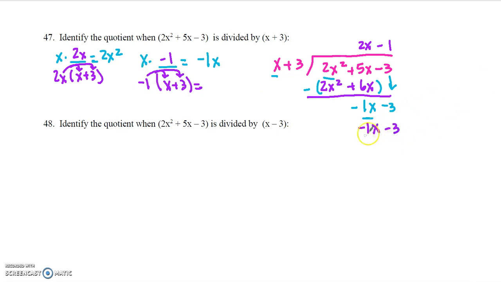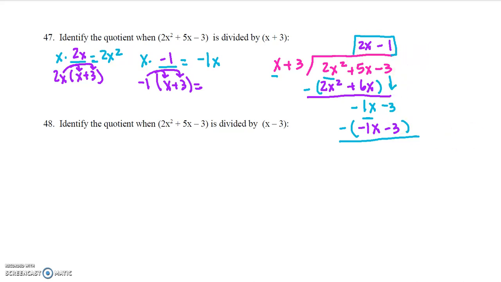And then again, let's subtract. So a negative 1x minus a negative 1x is gone. A negative 3 minus a negative 3, again gone. So I don't have any remainders. So this would be my answer for number 47.